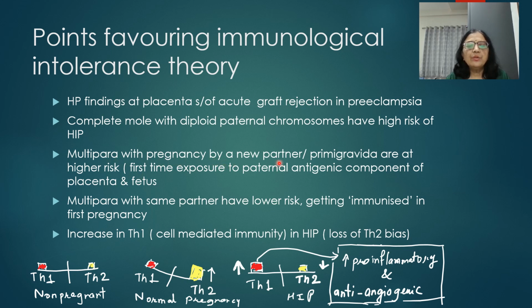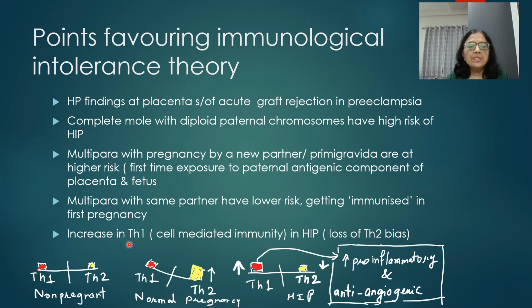Multipara with pregnancy by a new partner or a primigravida is at higher risk for development of hypertension in pregnancy. So whenever there is a first time exposure to paternal antigenic component of placenta and fetus, there is a higher risk. On the other hand, multipara with the same partner have lower risk, getting immunized in the first pregnancy. So these 2 points also favor the immunological intolerance theory.